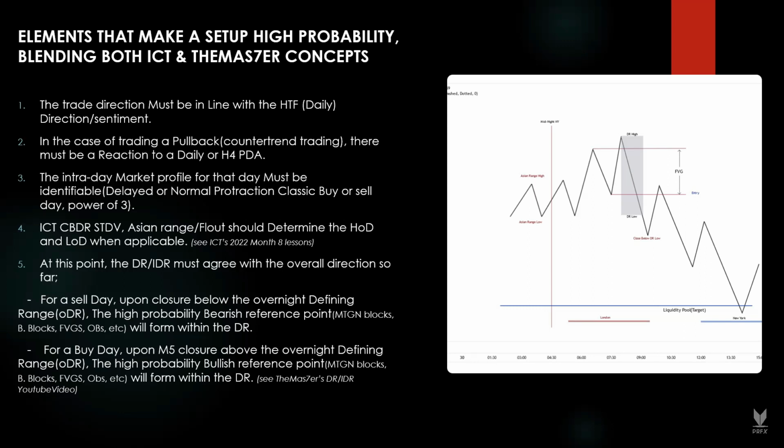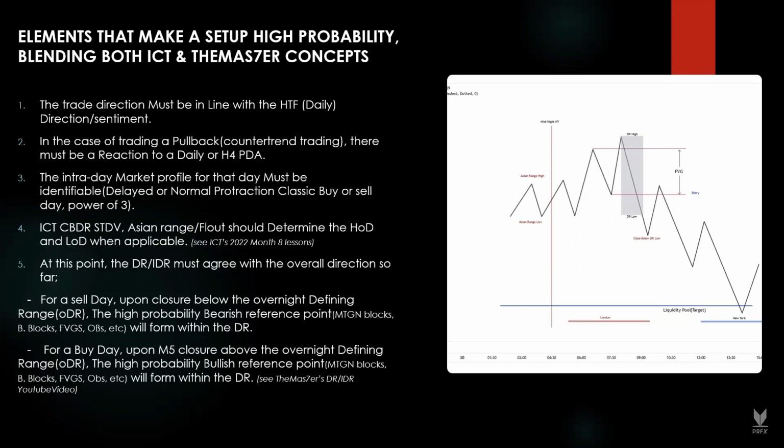Number 4, ICT central bank dealers range, the standard deviation, which we use to identify or determine the high or the low of the day, must be used when applicable. It doesn't always apply, but when applicable, it should be used. Now, at this point, the DR or the defining range must agree with the overall direction so far. We're going to go into examples after this, and you're going to understand all of this. These are the rules that I use.